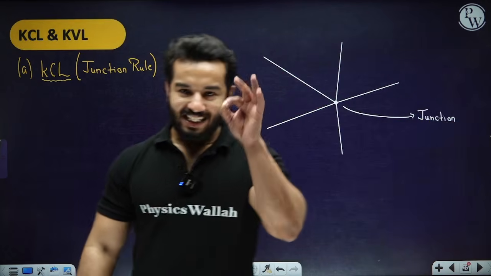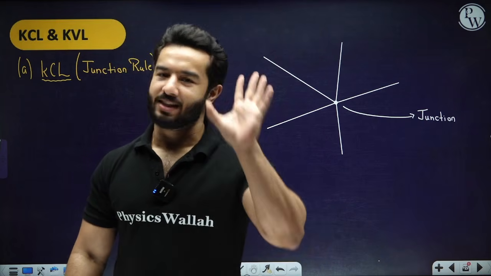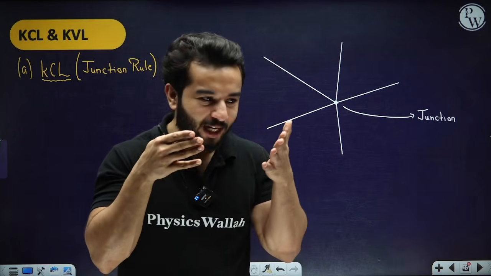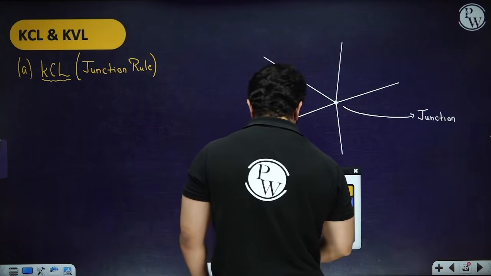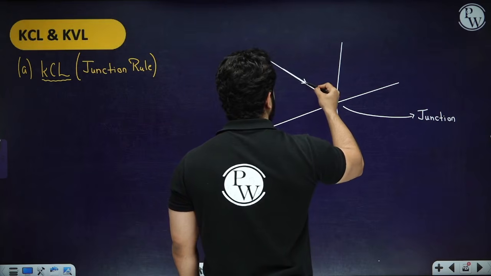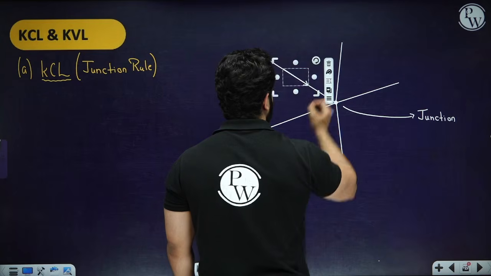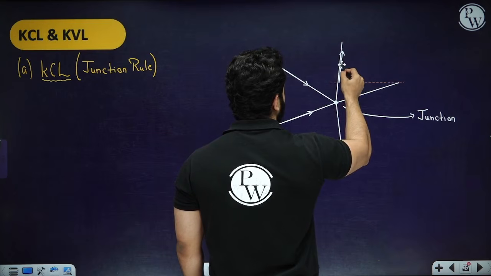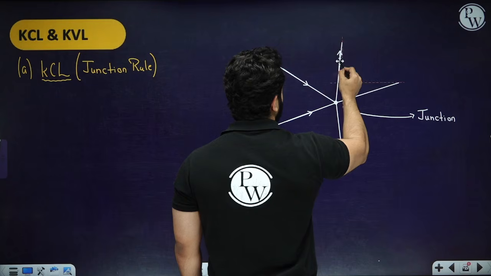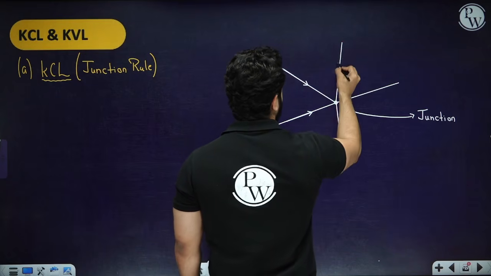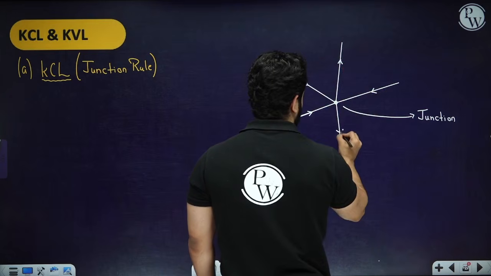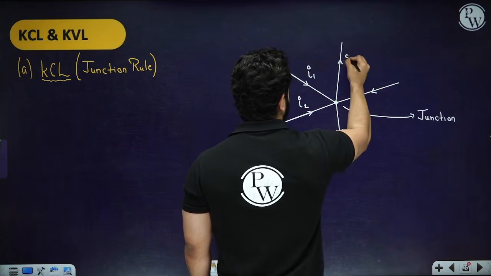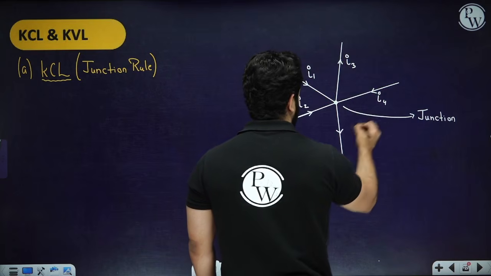Now, at this junction, only 2 things can happen. Either a current will be incoming, that means a current is coming towards the junction. So let's take an example. Let's say some of the currents are coming towards it, something like this, or current might also go out of it. Let's say this is I1, I2, I3, I4 and I5.